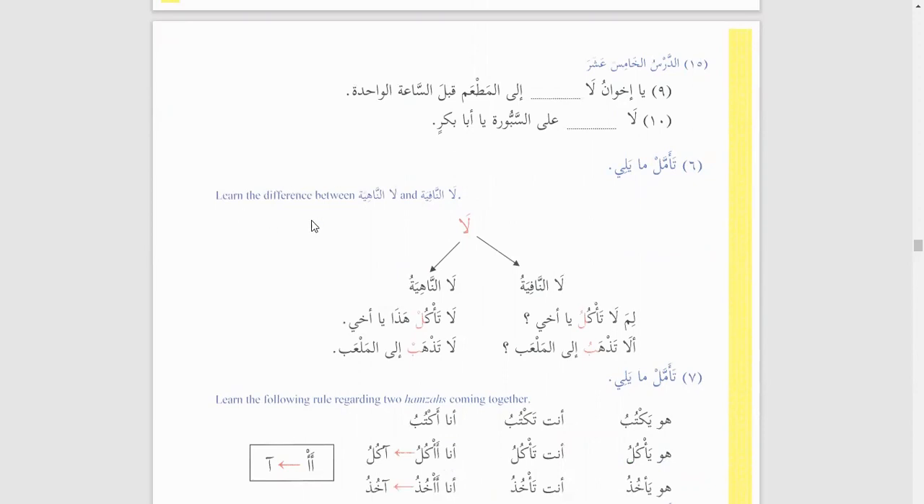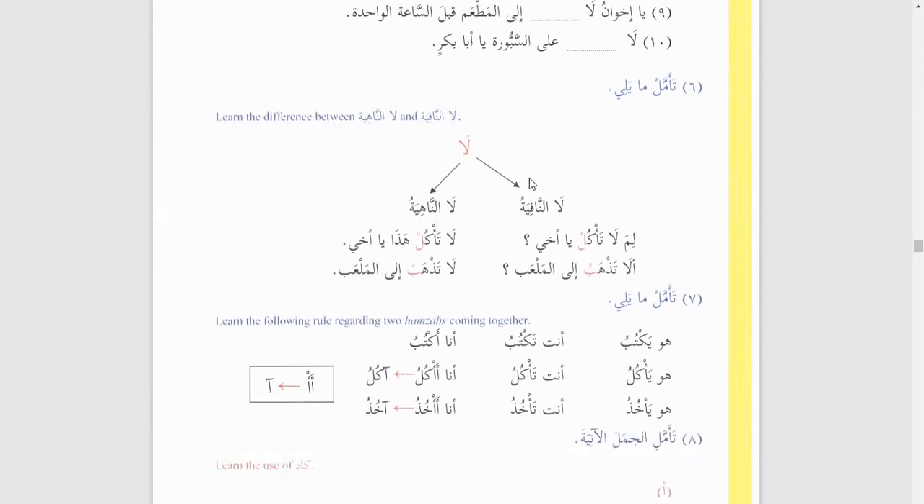We have to look at the difference between la الناهية and la النافية, and we have discussed this several times, that النافية is used for negation and ناهية is used for prohibition. لما لا تأكل يا أخي? Why don't you eat, oh my brother? And when you say لا تأكل هذا يا أخي, now you are stopping someone from doing something. So when we stop someone, we say don't do it.